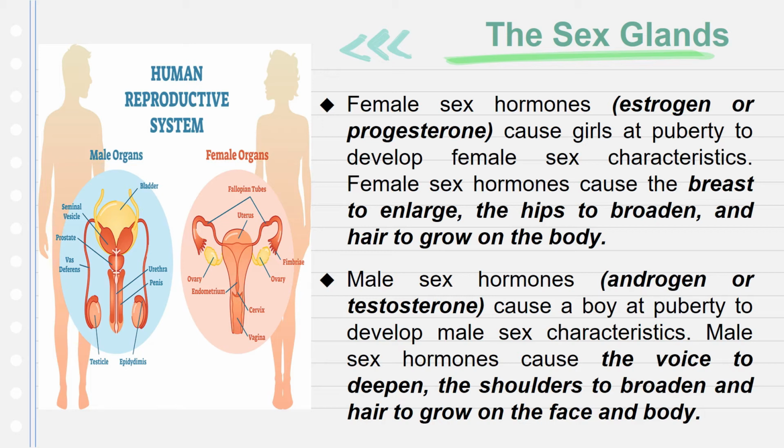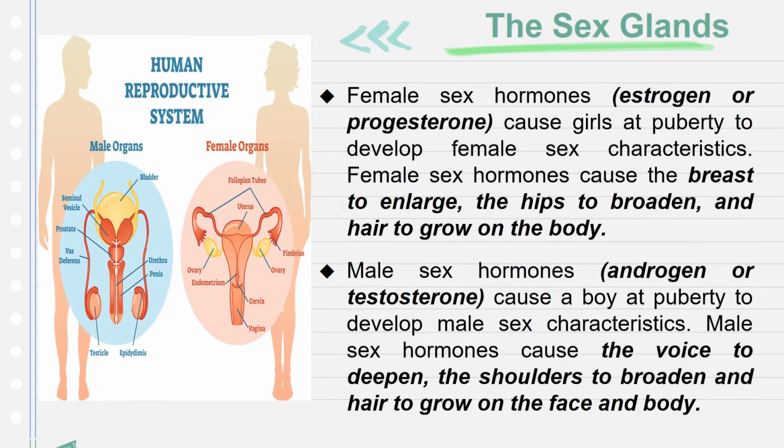Male sex hormones, androgen and testosterone, cause a boy at puberty to develop male sex characteristics. Male sex hormones cause the voice to deepen, the shoulders to broaden, and the hair to grow on the face and the body.